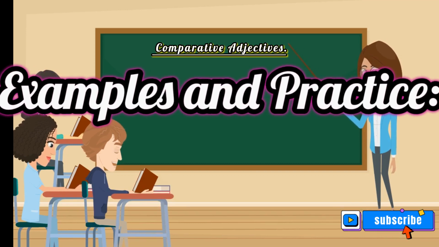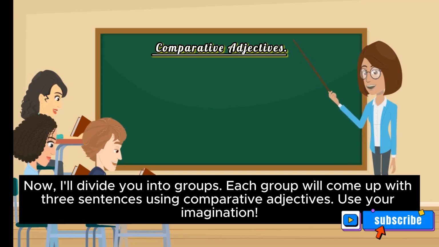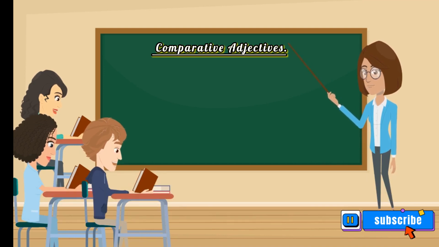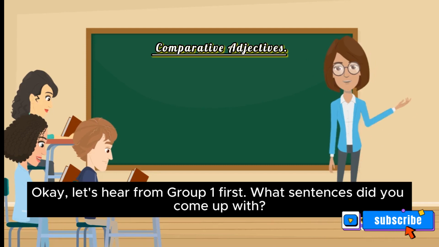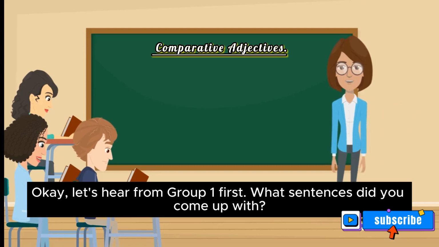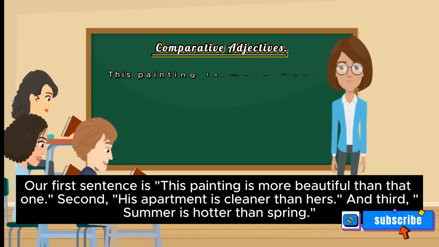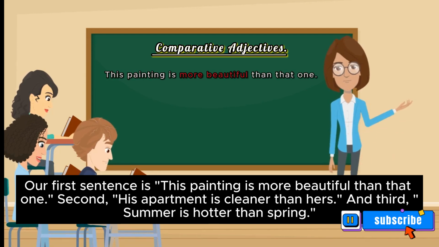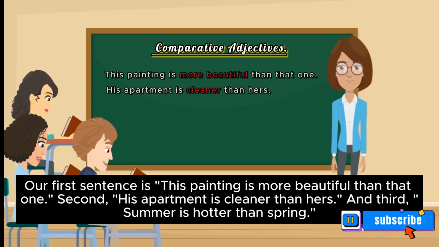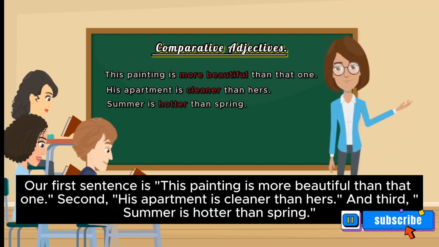Now I'll divide you into groups. Each group will come up with 3 sentences using comparative adjectives. Use your imagination. Okay, let's hear from group 1 first. What sentences did you come up with? Our first sentence is, this painting is more beautiful than that one. Second, his apartment is cleaner than hers. And third, summer is hotter than spring.